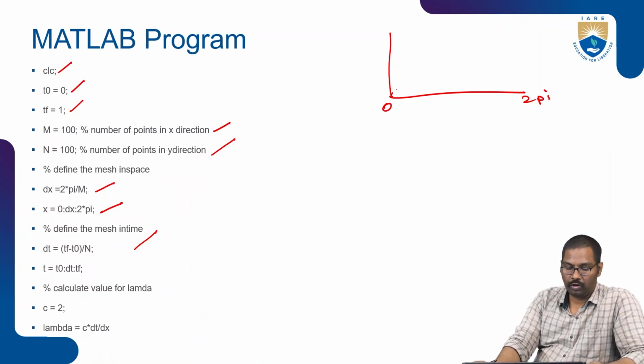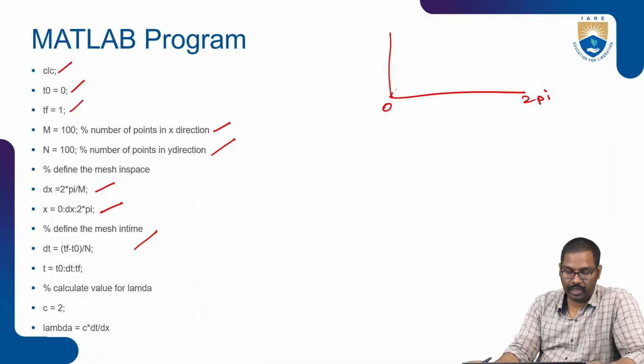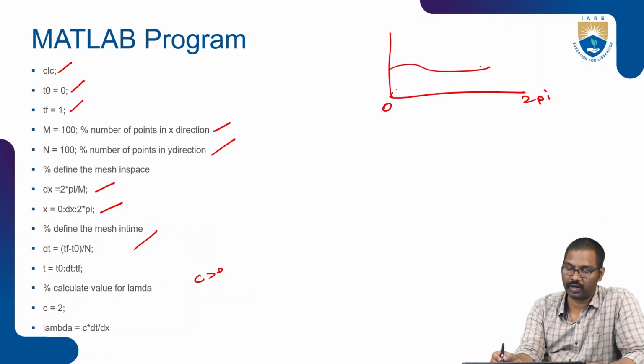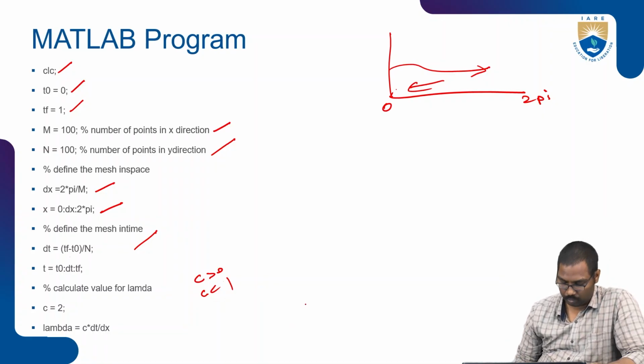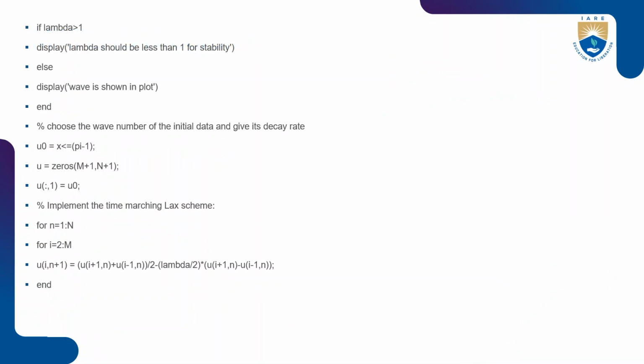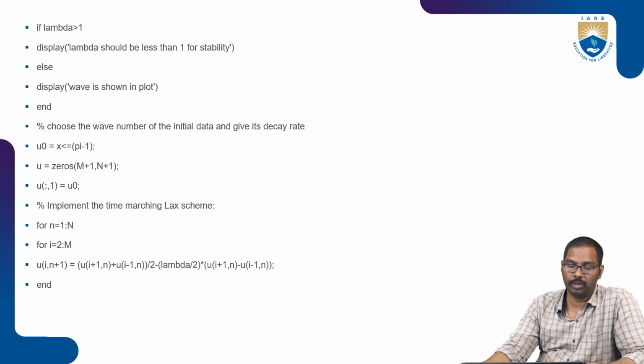Then calculate the value of lambda. Initially we have taken c equal to 1, or 2, or 1 we can consider. If c is greater than 0, the wave moves towards the right. If c is less than 0, the wave moves towards the left. Let us see that in the program. If lambda is greater than 1, it leads to an unstable solution, then display lambda, else display that the wave is shown in the plot. We use the plot command to display the results.